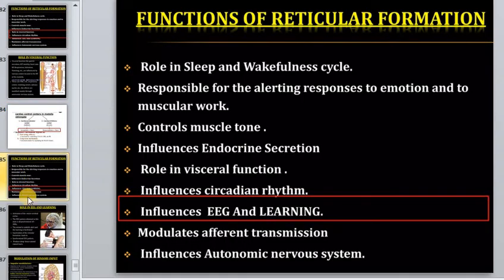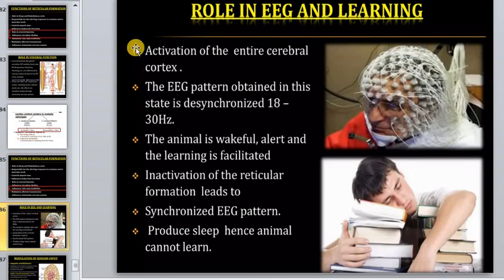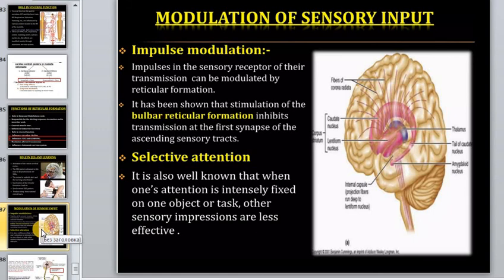And the next function of the reticular formation is its influence on the cortex and learning. Learning, of course, activates the cerebral cortex, and the reticular formation has a part in the formation of memory, long-term memory, and selective attention. This is modulation of afferent signals, in order not to overload the cerebral cortex with many signals from the periphery, and most of these signals are inhibited, and a selective response is formed.